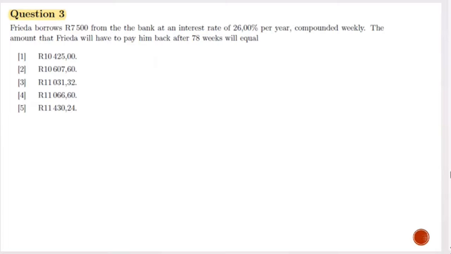Let's look at this one. Frieda borrows 7,500 from the bank at an interest rate of 26% per year, compounded weekly. The amount that Frieda will have to pay the bank back after 78 weeks will equal to... Frieda borrows the money now, so your P is equal to 7,500. The interest rate here is equal to 0.26.